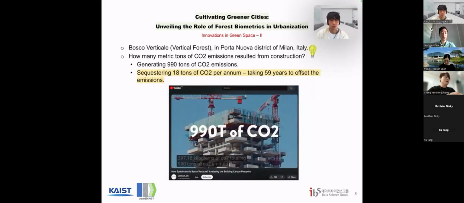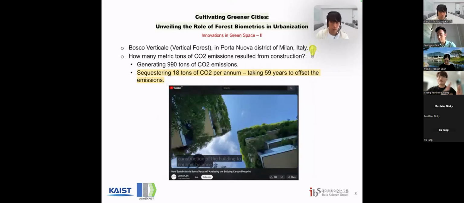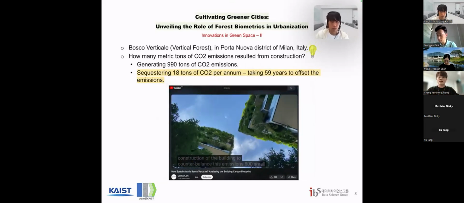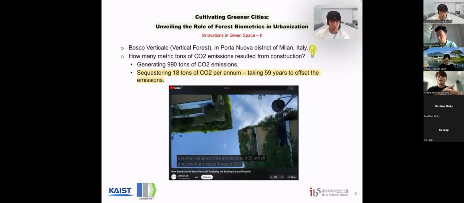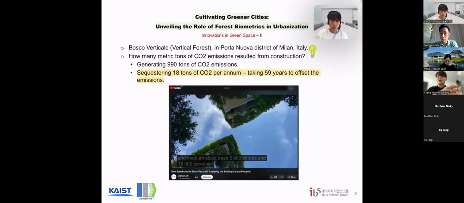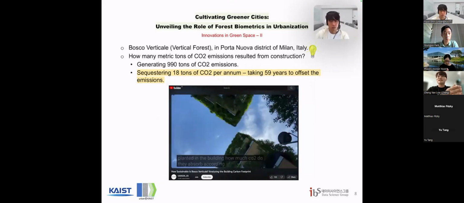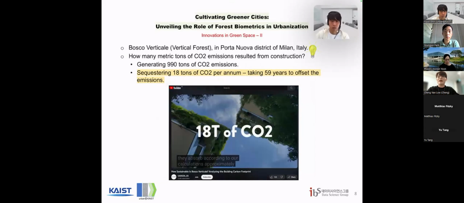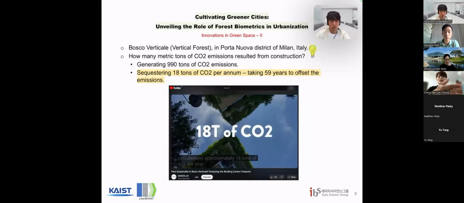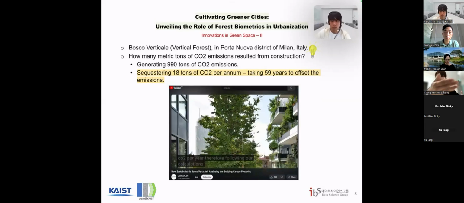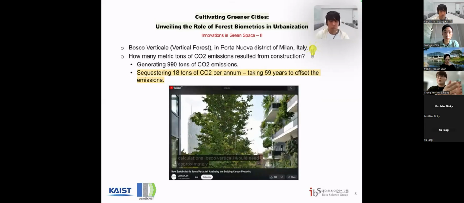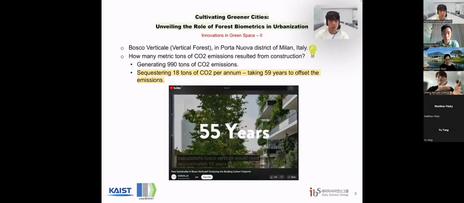Yes. So I cannot find any official statistic given by the company, but there are some findings and statistics given by researchers. They find that the construction itself generates a total of 990 tons of CO2 emissions. And comparing to the carbon sequestration of those plants, in total, this building itself has 20,000 trees and plants in order to offset the CO2 emissions.